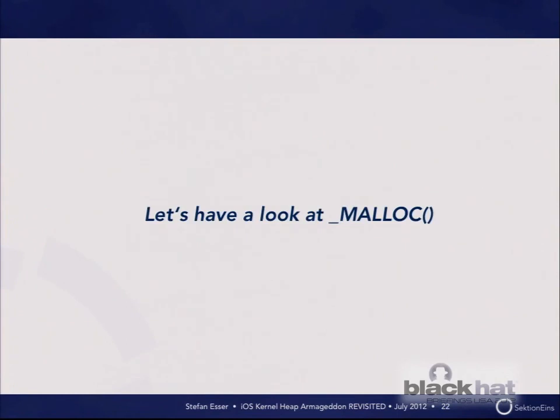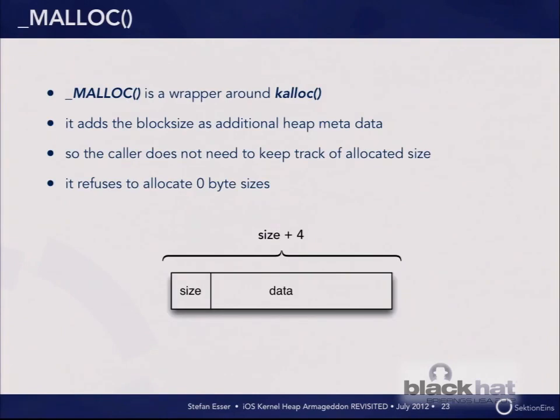Okay. So kalloc didn't bring any kind of heap metadata, it's just a wrapper and not interesting for exploitation. But there's another memory allocator called _malloc. And this is again a wrapper around kalloc, and it adds extra heap metadata to the allocated memory block. It adds a 4-byte header, which contains the size of the block. So the caller of malloc doesn't need to keep track of the allocated size, because the allocated size is basically inside the block itself. And there's a specialty about this function. Unlike kalloc, it doesn't allow you to allocate 0-byte memory blocks. So if you do a malloc of 0 bytes, it will return a null pointer.